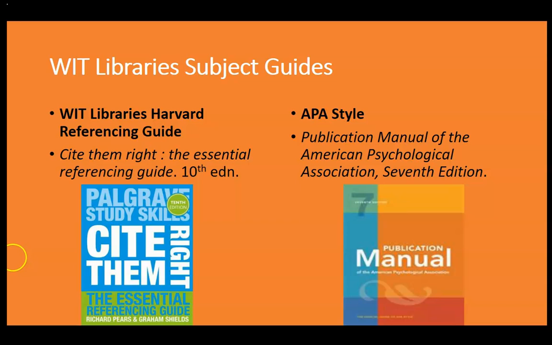WIT Libraries has two subject guides. The WIT Libraries Harvard Referencing Guide, which is based on Cite Them Right, the Essential Referencing Guide, 10th edition, and APA style, based on the 7th edition of the Publication Manual of the American Psychological Association. And these guides are available on the subject guide list on the WIT Libraries homepage.